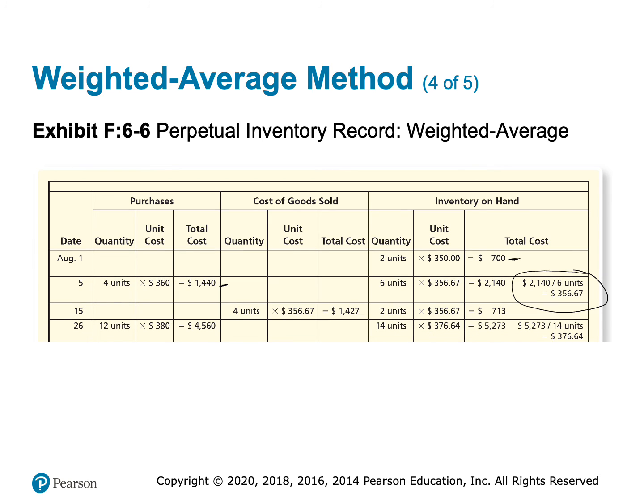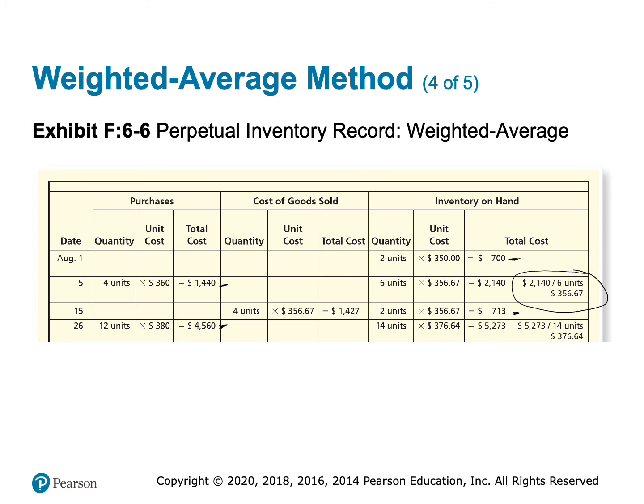So now I buy 12 units at 380 for 45.60. I've made a purchase, so I have to calculate a new weighted average unit cost. Again, my numerator, my goods available for sale, is the 713 from inventory before plus my purchase of 45.60, which gives me 52.73. And then my denominator is my total units on hand, which is 14, 2 plus 12. So I get a new weighted average unit cost of 376.64.